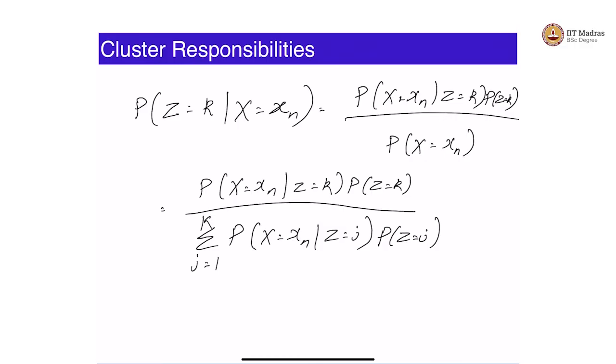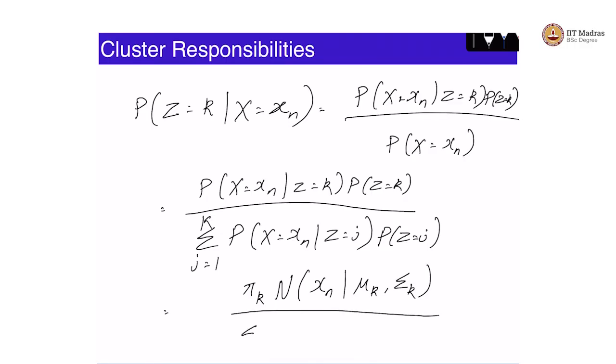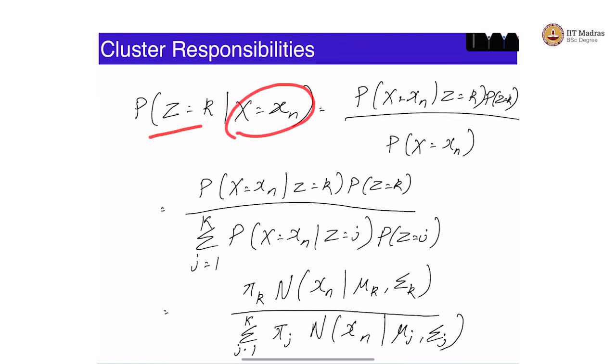And why is this useful? Because we know that x given z is simply a Gaussian with mean mu k and covariance sigma k, and probability of z equal to k is simply equal to pi k. So with that, we can write this as simply pi k times normal evaluated at xn with the mean given by mu k and sigma k. And the denominator is simply given by sum over j equal to 1 to capital K of pi j times normal evaluated at xn with mean given by mu j and sigma j. So this is a natural notion where you find the probability that data point xn belongs to cluster k.